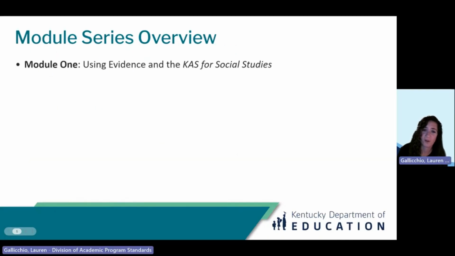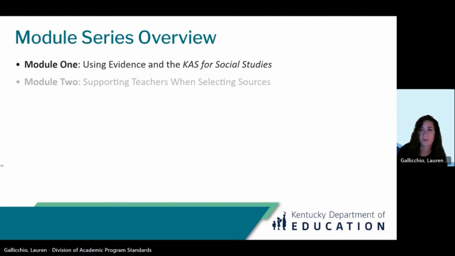Our module series has several modules within it, and I'll talk briefly about the title and give a short introduction to the content of each module. Module 1, Using Evidence of the CAS for Social Studies, is all about the requirements of the using evidence standards of the CAS for Social Studies. We're going to anchor our learning in the CAS for Social Studies. We're going to start there by understanding what we talked about before. What is a source? What are primary and secondary sources? And what are the skill demands of the using evidence standards per grade level that you work with?